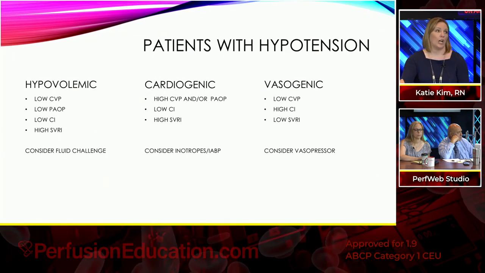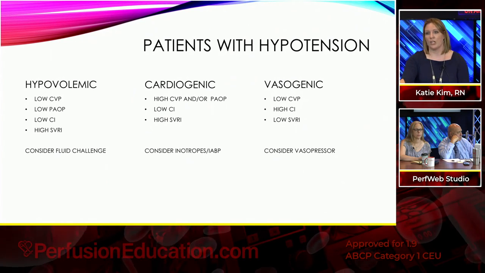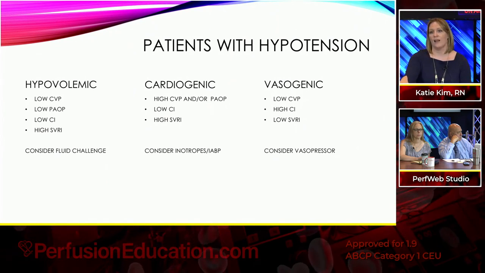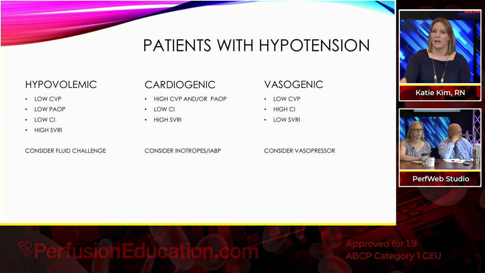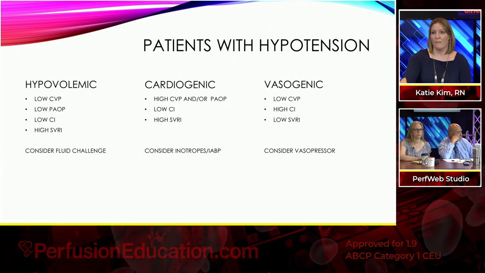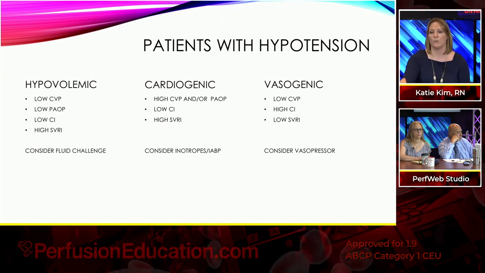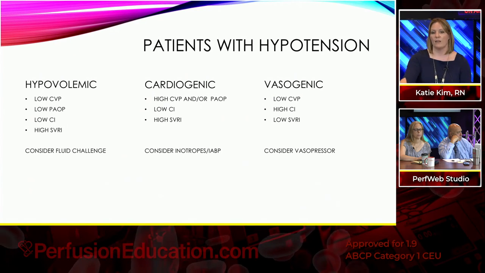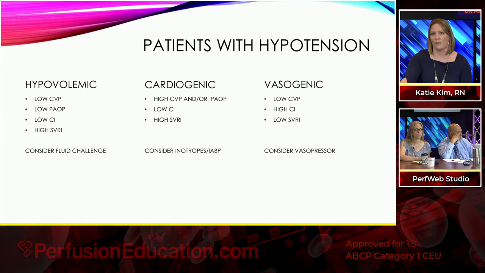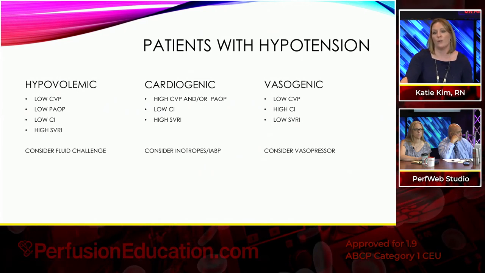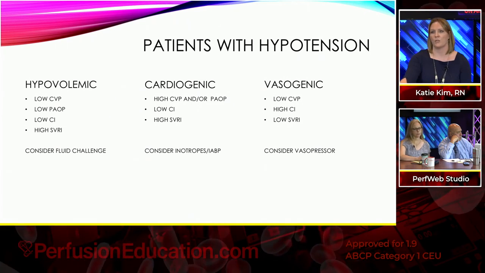For those who are cardiogenic, you'll have a high CVP and/or wedge pressure, a low cardiac index, and you'll also see a high systemic vascular resistance because your pump isn't working effectively. So you're going to consider inotropes. You might consider something that will decompress the heart so that there's not so much fluid in the tank, because the fluid's going to overflow backwards into the lungs. So you'll consider those kinds of options.